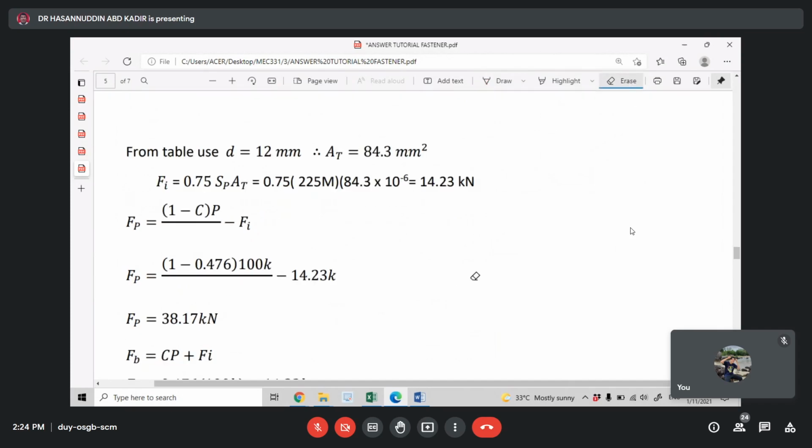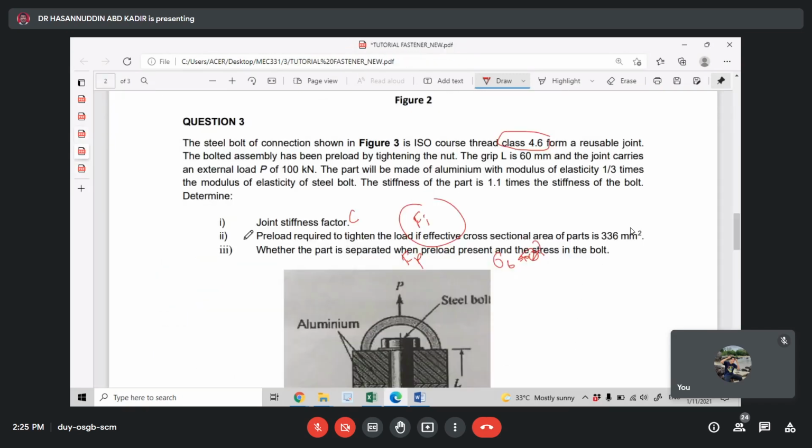Okay, I hope this is clear. So we select from the table the nearest one. Basically we get 11.35, but we select the nearest one. Then we can get the value of AT. The value of AT here we can apply on the FI to find the FY. So SP here we already know from the value of grade. They already mentioned the grade in the question.